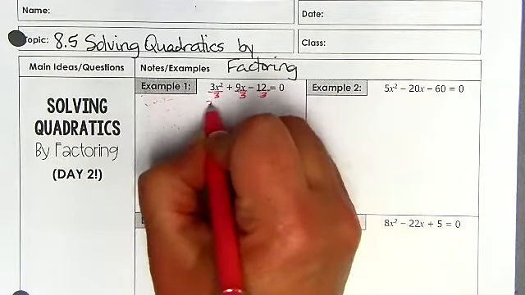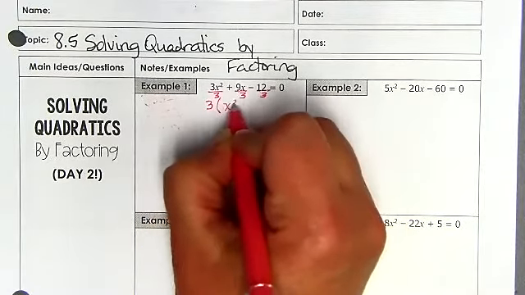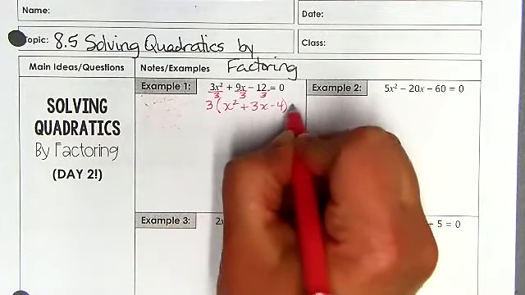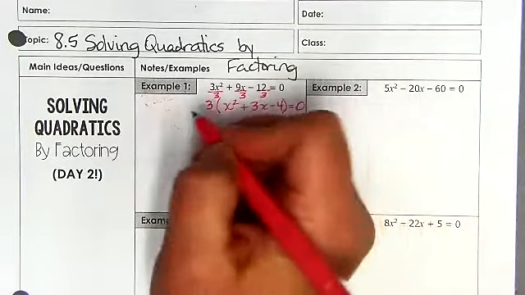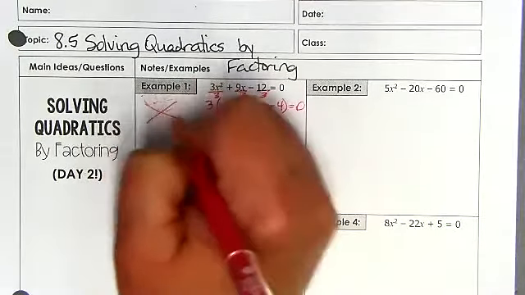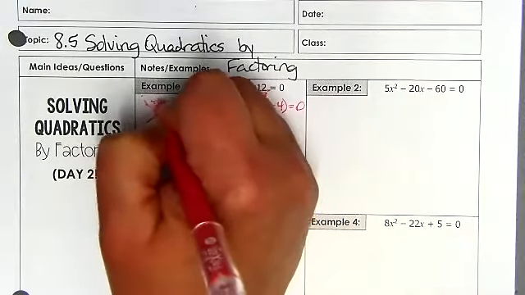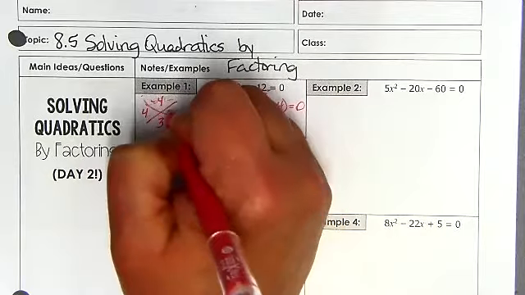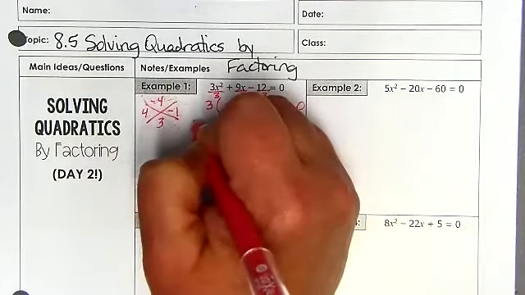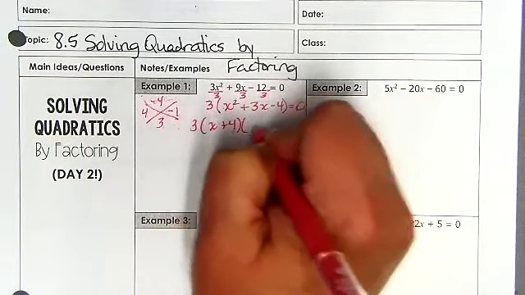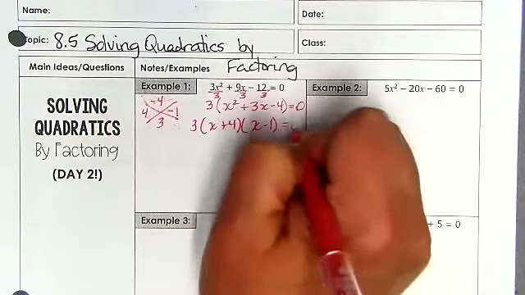So we have 3 open parentheses, x squared plus 3x minus 4 equals 0. So now, at least my product sum's not as difficult. So we have negative 4 and 3. So that's going to be 4 and negative 1. So we have 3 times x plus 4 times x minus 1 equals 0.